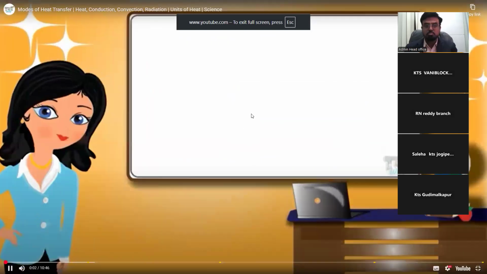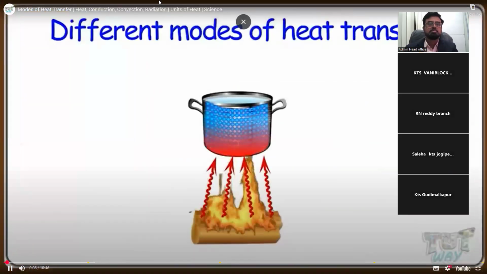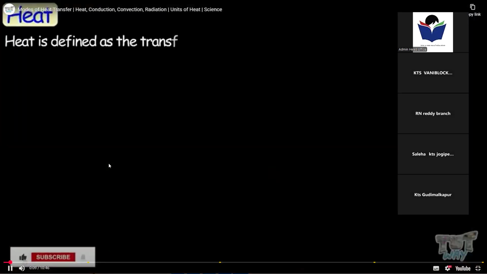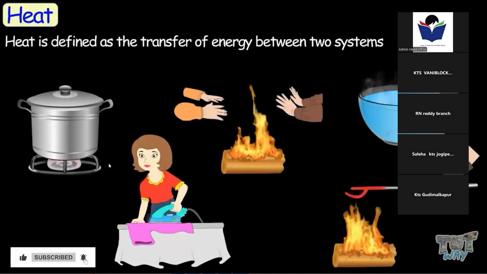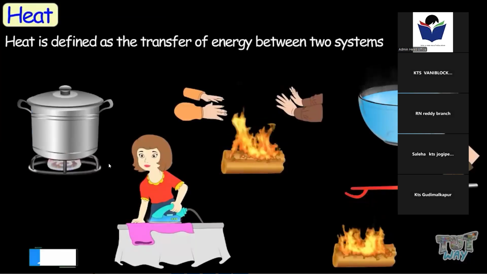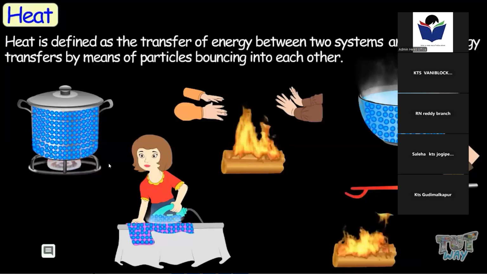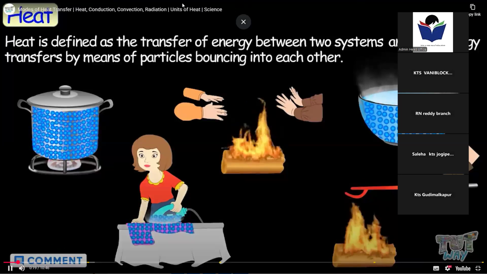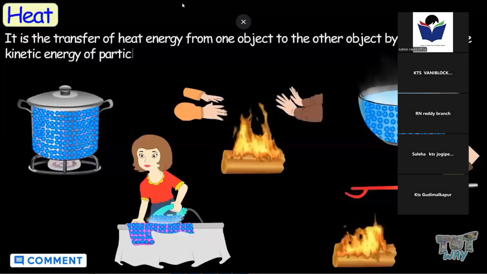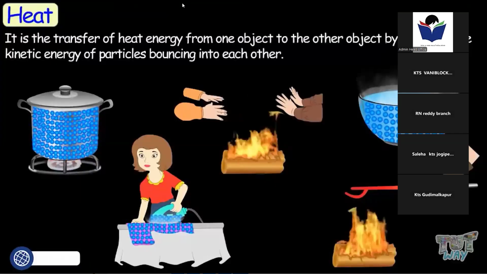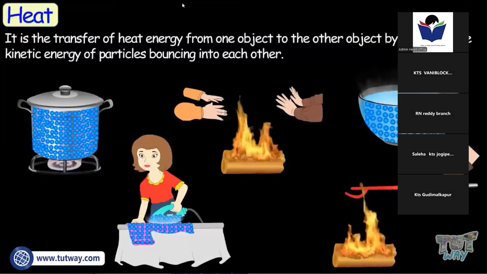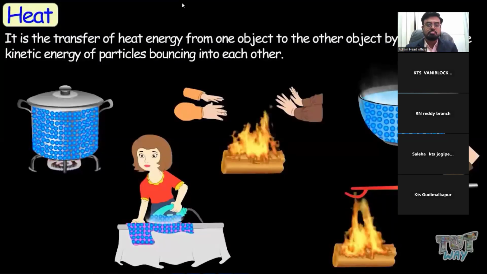Today, we will learn the different modes of heat transfer. So let's start. Let's first learn what is heat. Heat is defined as the transfer of energy between two systems, and this energy transfers by means of particles bouncing into each other. So, we can say it is the transfer of heat energy from one object to the other object by means of the kinetic energy of particles bouncing into each other.